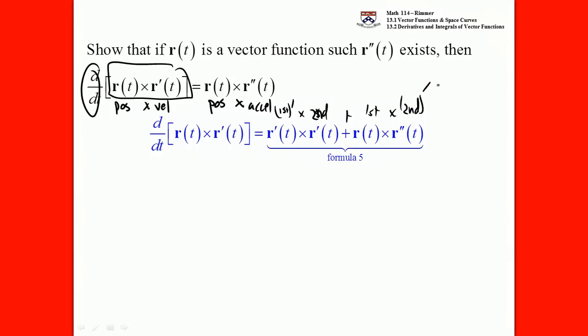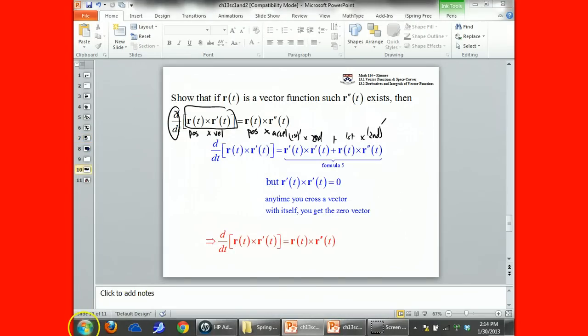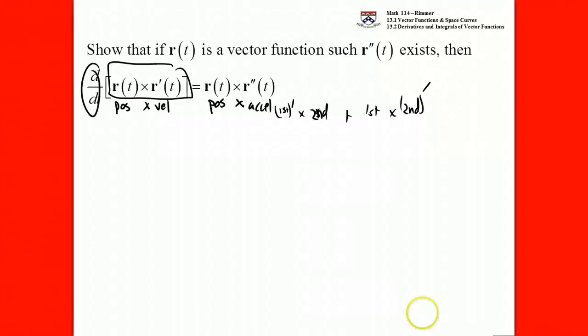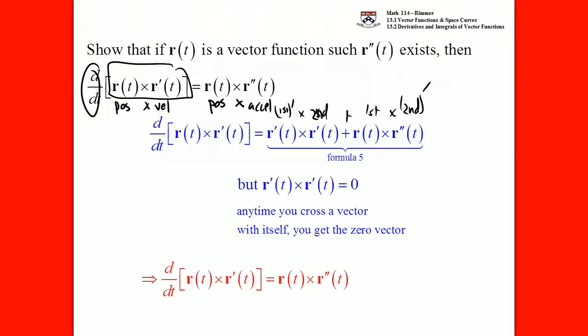But you see the first term there is the velocity cross velocity. Anytime you cross a vector with itself, what happens? You get 0. So that's exactly what we're trying to prove. The second part of that sum is what we need. And so position cross acceleration is the same as taking the derivative of position crossed with velocity.